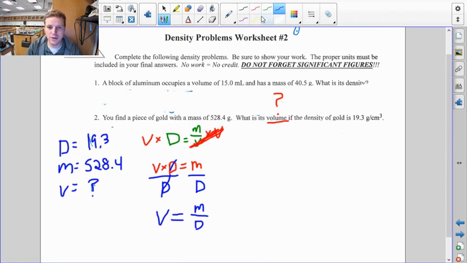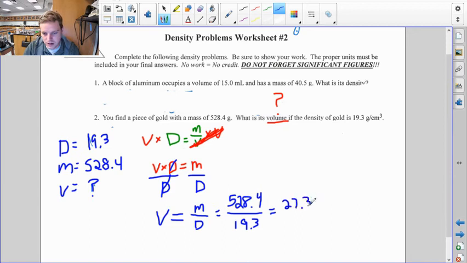So now I'm actually going to plug some numbers in. Okay, so that would mean my mass, 528.4, divided by my 19.3. There we go. If I plug that into a calculator, let me see. Got my phonulator here. So 528.4 divided by 19.3 comes out to be 27.378. 27.378. And I'll just stop it there.